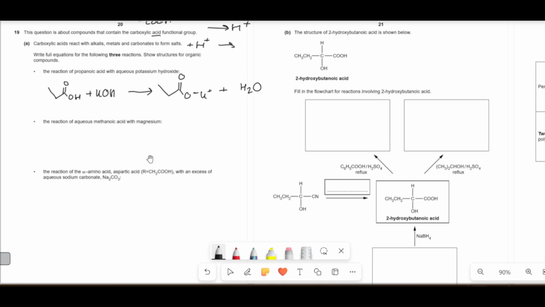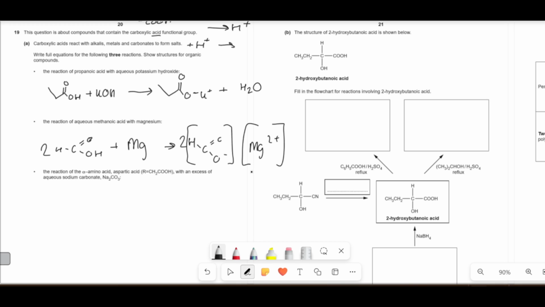Next, it says aqueous methanoic acid with magnesium. So we're going to have some methanoic acid with C double bond O, OH, 1, 2, 3, 4. You're going to have 2 lots of them because these only have 1 proton to give, and it's the same as, for example, HCl. It's only 1 acid group, so it's going to need 2 of them because Mg makes Mg2+. And you would have 2HC, C double bond O, O-, and then Mg2+, and then H2, like that.